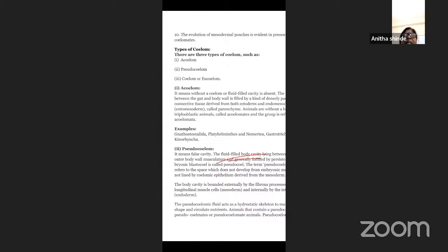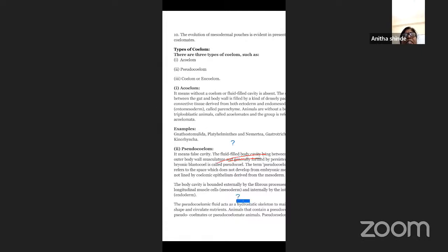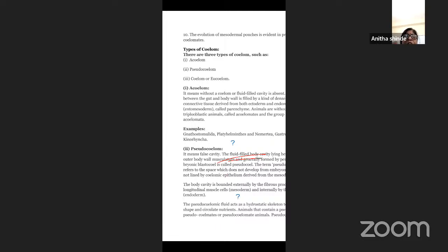That tissue is called parenchyma. So the animals are without a body cavity in this group, and they are called acoelomates. I have already told you examples of the acoelomates: Gnathostomulida, Platyhelminthes, Nemertea, Gastrotricha, and Kinorhyncha. So this is about acoelomates.